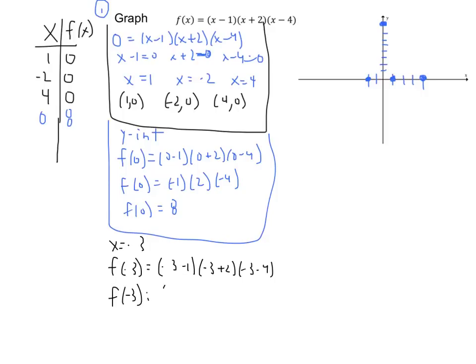So this is going to be negative 4 times negative 1 times negative 7. And so f of negative 3 comes out to be, that should be negative 28. Right? So we know another point. We know that when x is negative 3, the output is negative 28. All right, now you're probably thinking, that's going to go way off our graph.